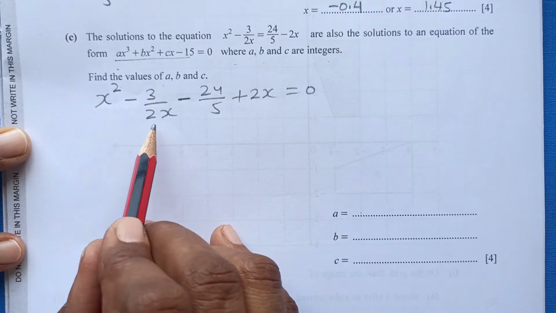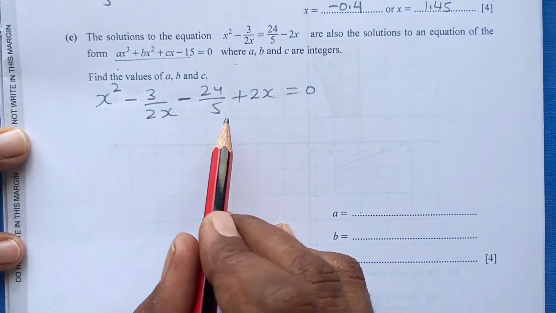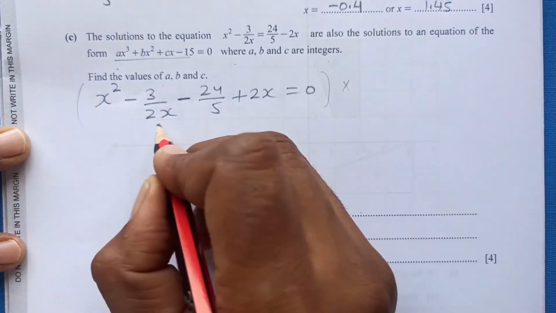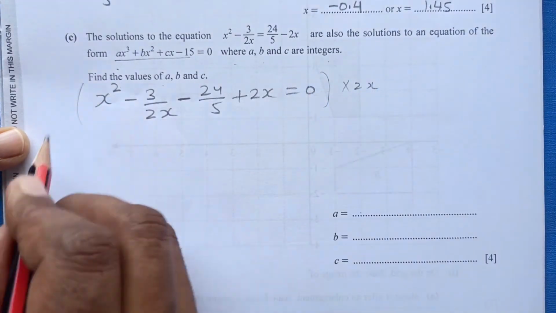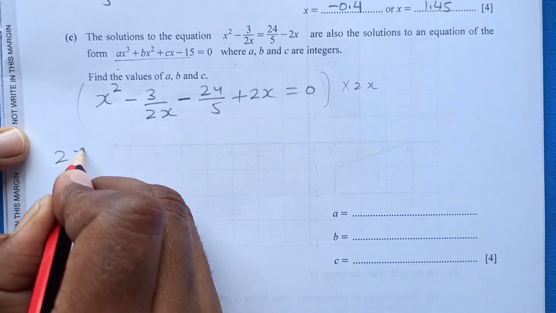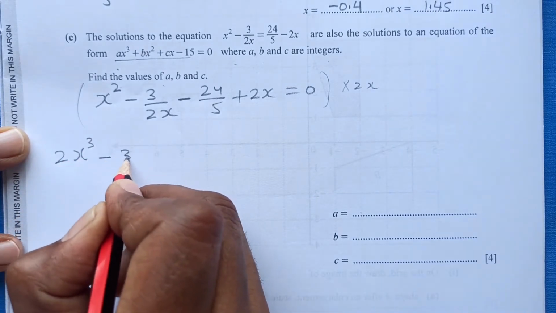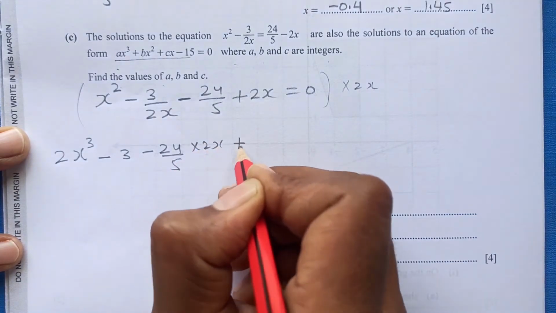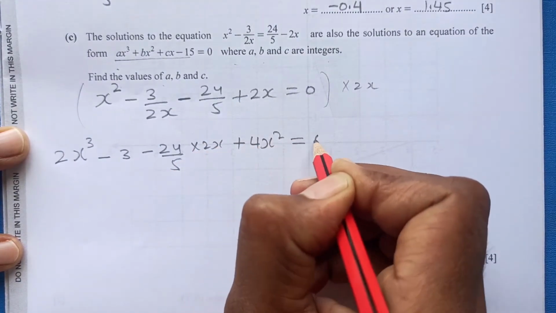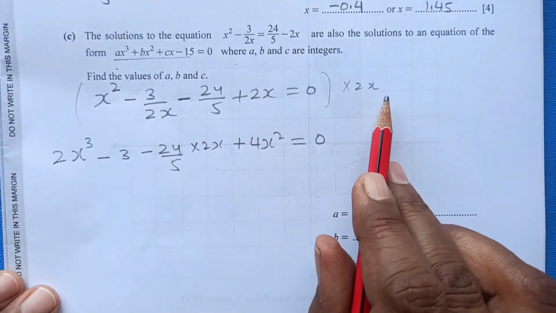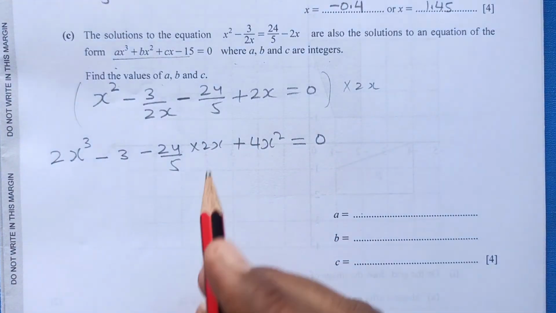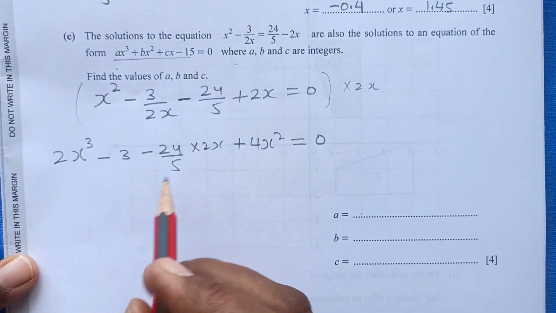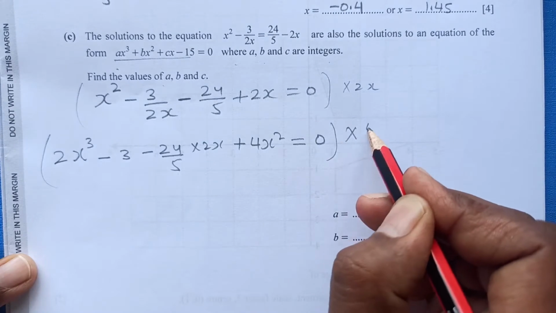So now let's remove the denominators. So multiply throughout the equation by 2x. Okay, so this will become then 2x cubed minus 3 minus 24/5 times 2x plus 4x squared equals 0. So we have multiplied throughout the equation by 2x. So we have this equation here. So now we still have 5 down there. So now we can multiply this entire equation by 5.